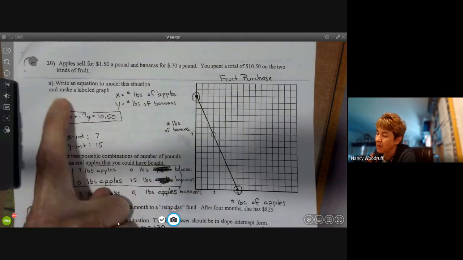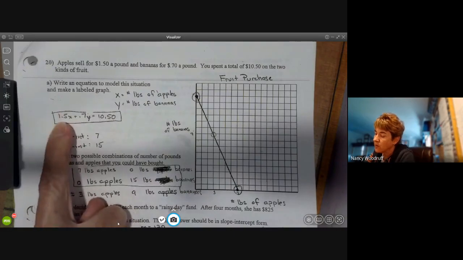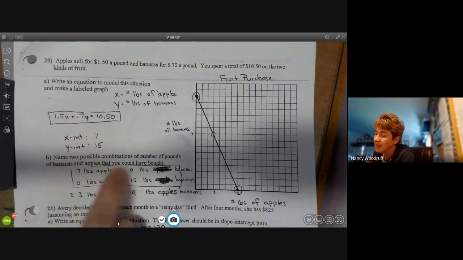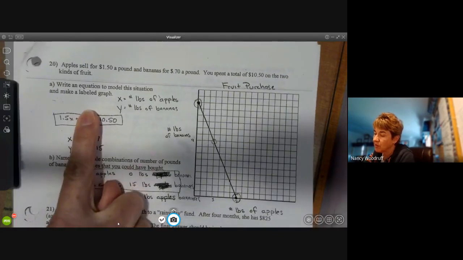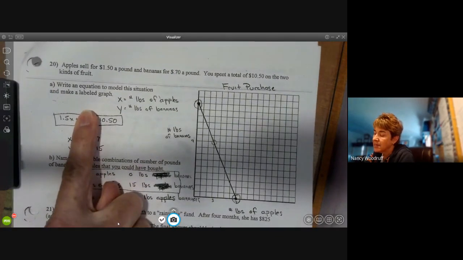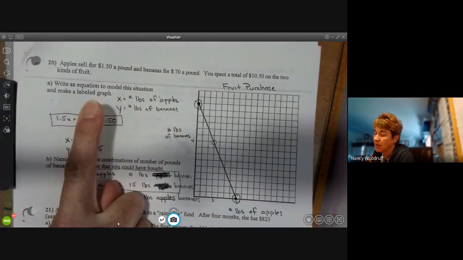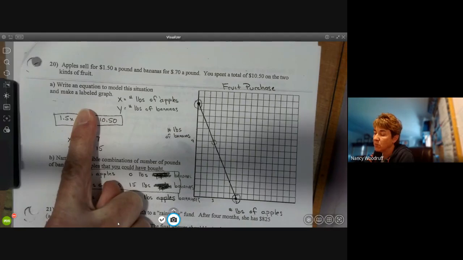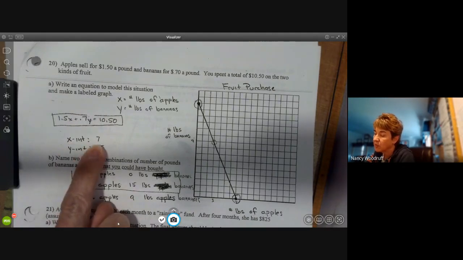So the amount of money for the apples plus the amount of money for the bananas has to equal the total, basically. I'm going to do my X and Y intercept. So if I cover over the Y, that would be finding my X-intercept. That's like letting Y equal 0. And I take 1050 divided by 1.5 in my X-intercept.